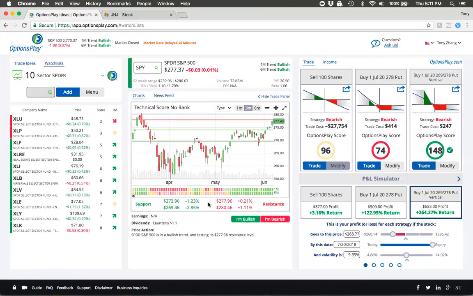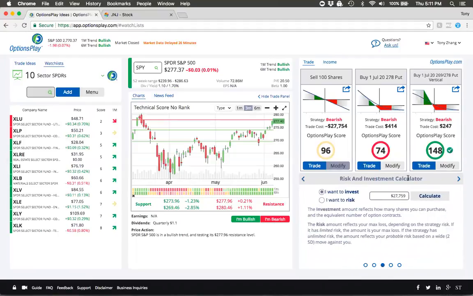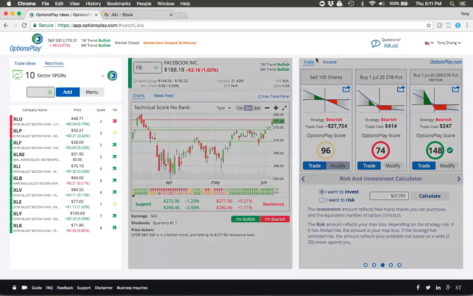Can you review the risk versus invest function in the simulator? If you're referring to the risk and investment calculator, this is really designed to help you better calculate how many contracts you can trade. There are really two ways to approach this. You either think of how much money you would typically invest in the stock. So let's go back to maybe Facebook.